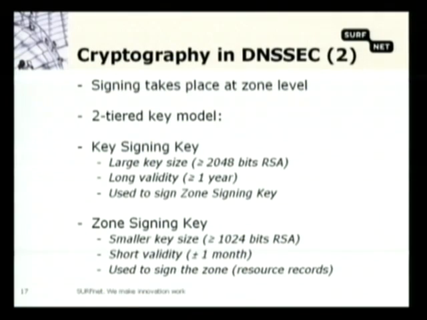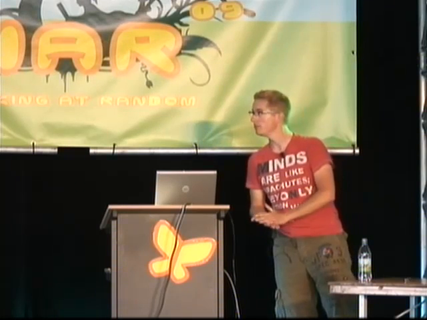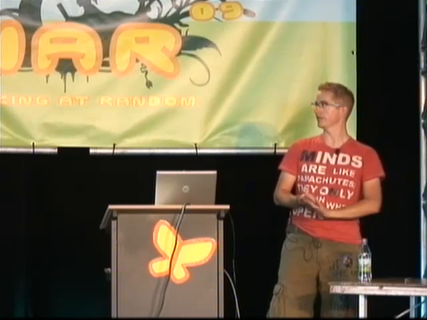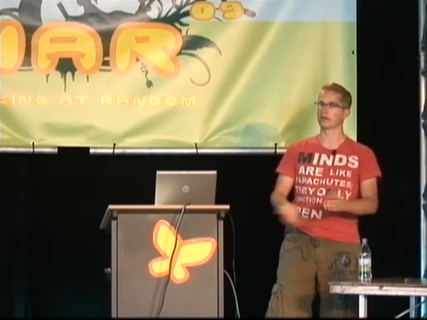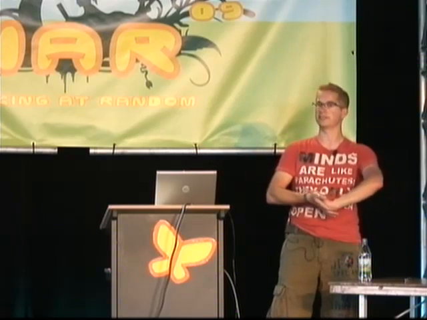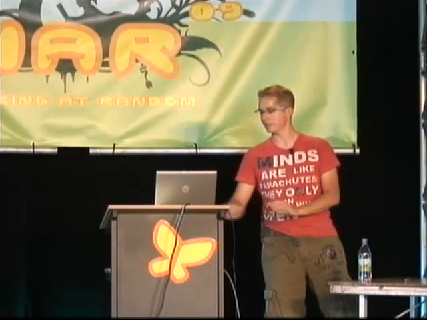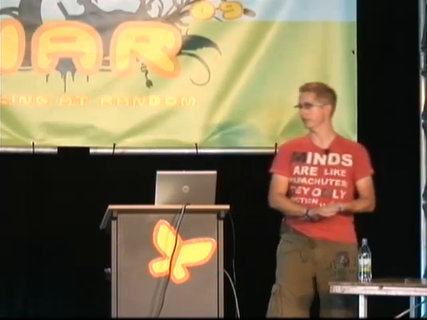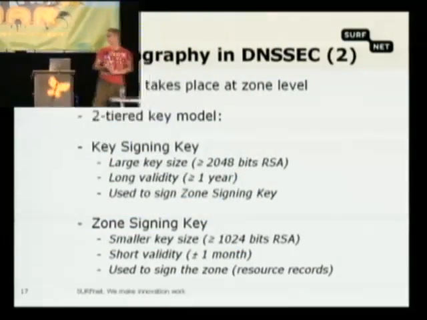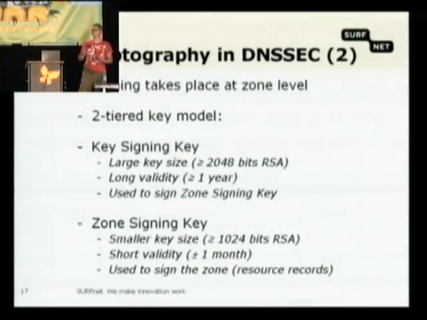This is not something that is specified in the standards, but it is common operational practice at the moment. People are using a two-tiered key model. There's something called a key signing key, which is a rather large key for security reasons. It is something like a 2048-bit RSA key, which has a long validity that you can use for a year or longer. And they use it to sign a second key, which is called the zone signing key. Now, this is the key that I actually use to sign the zone.